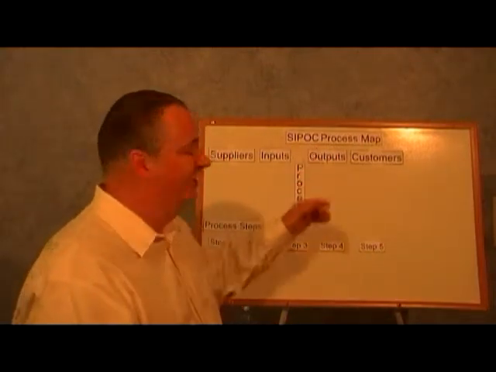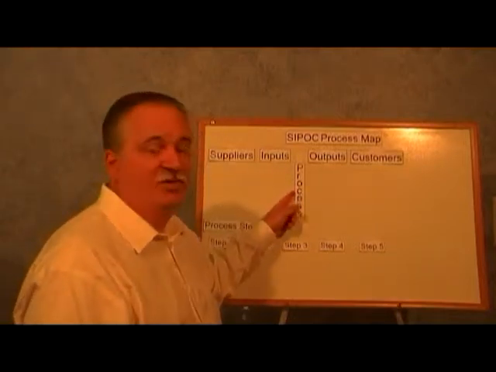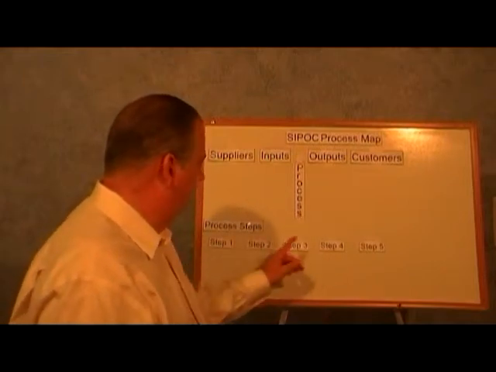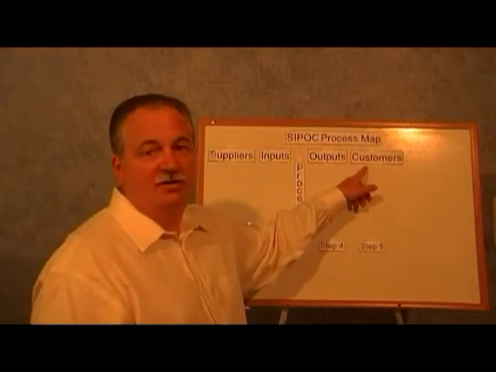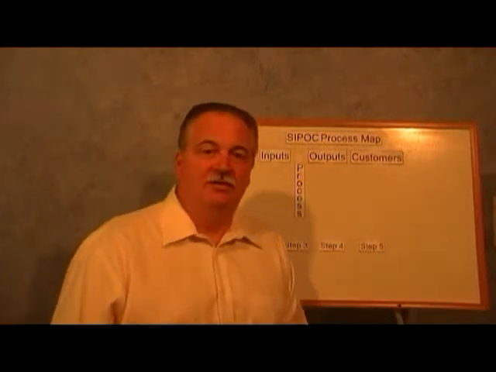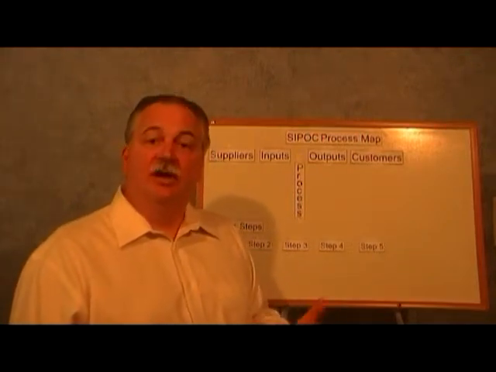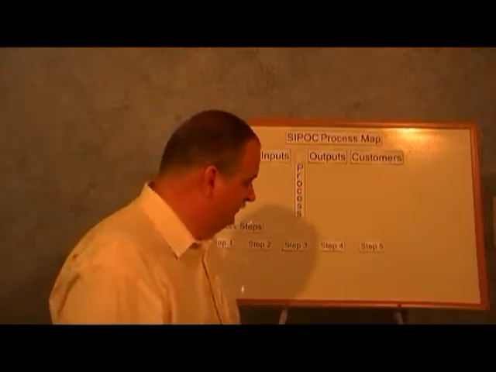SIPOC is an acronym that stands for the suppliers who provide us with inputs that go into our process. Our process steps generate the outputs that then go to customers. So let's take a hypothetical situation. Let's take a look at the strategic management of a supply chain. Let's say we're trying to improve that particular process.